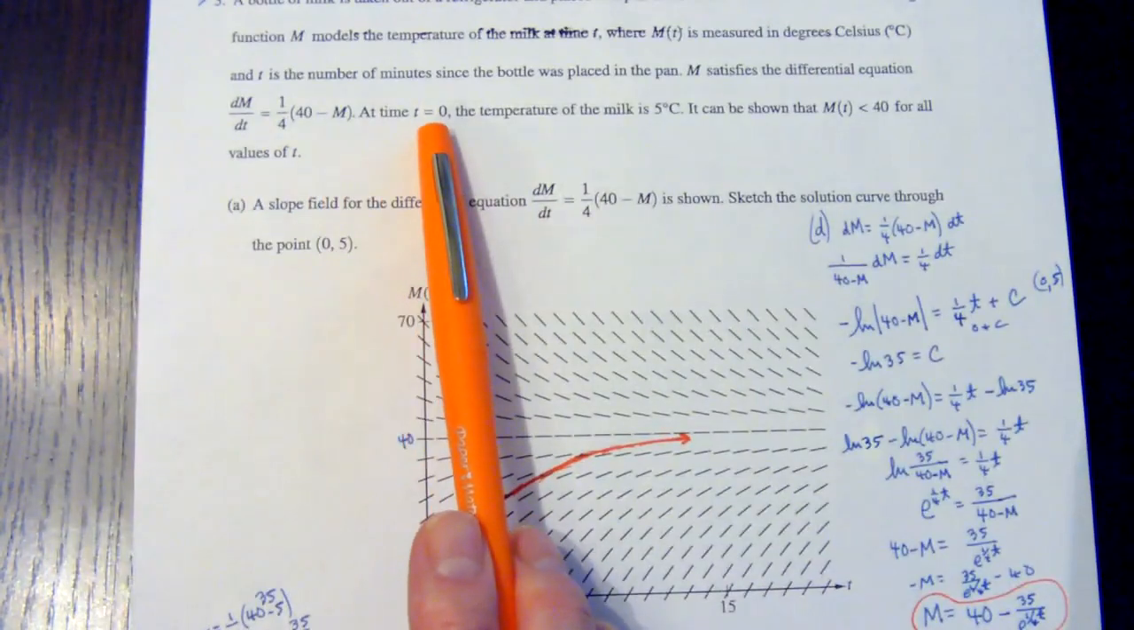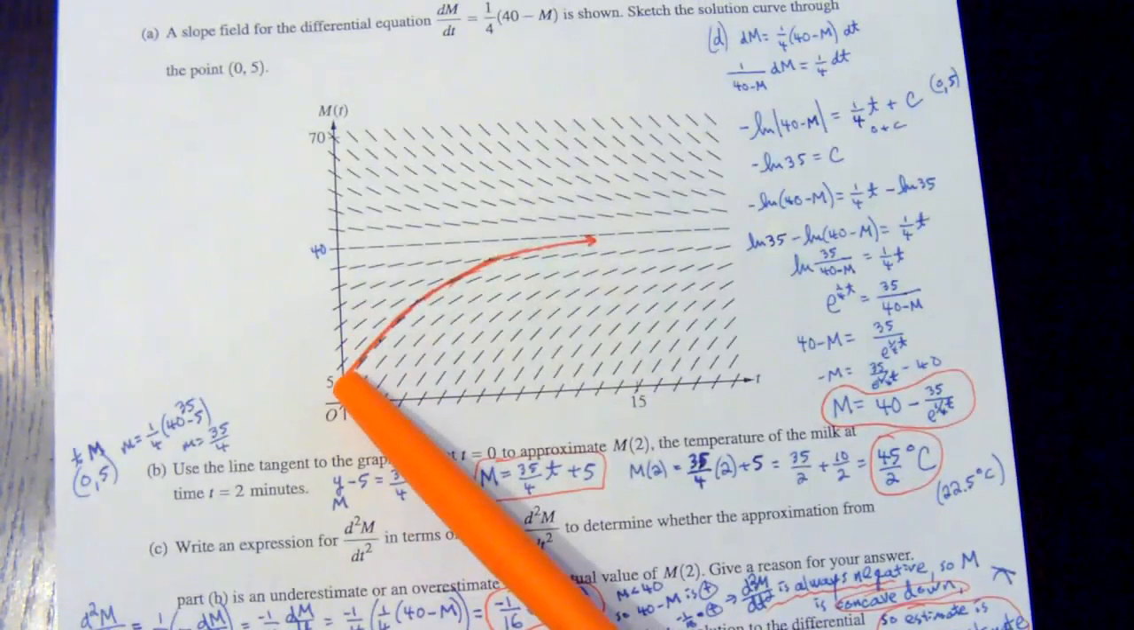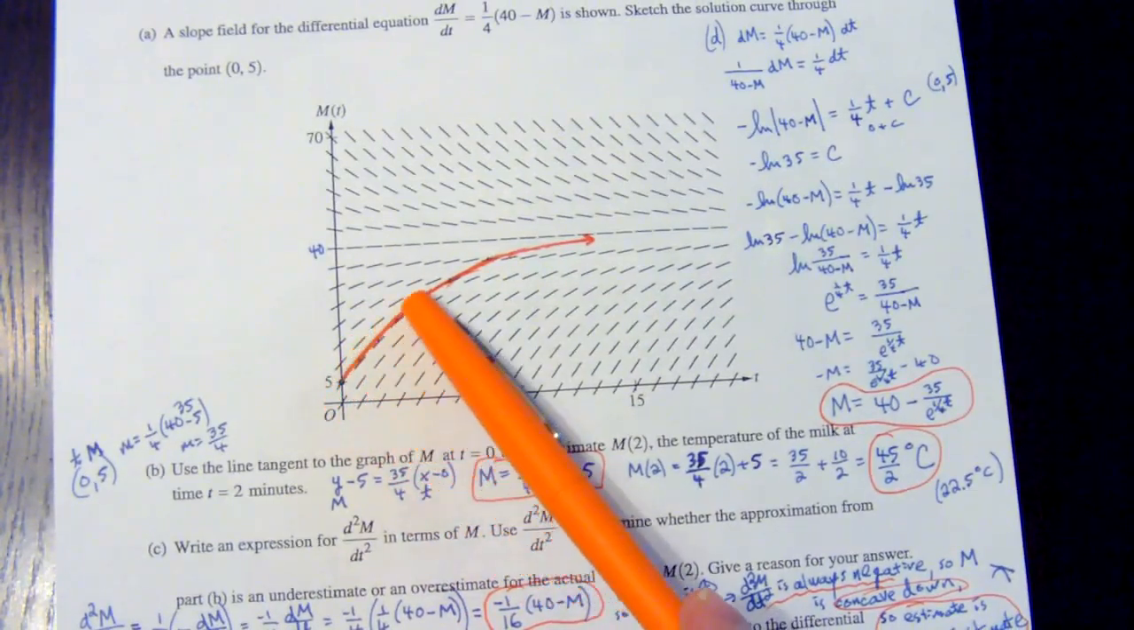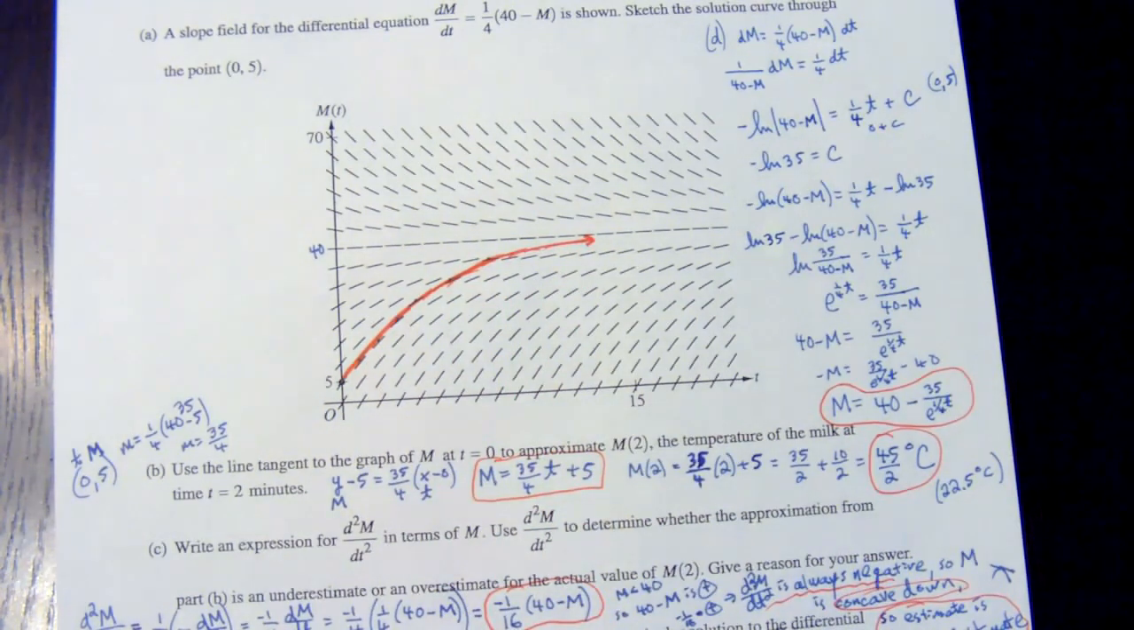It also tells us that at time t equals 0, the milk is 5 degrees Celsius. So I got that initial starting point right there, and I'm just following those slope fields and approaching that horizontal asymptote. That's all you need to do for part A, just trace that.